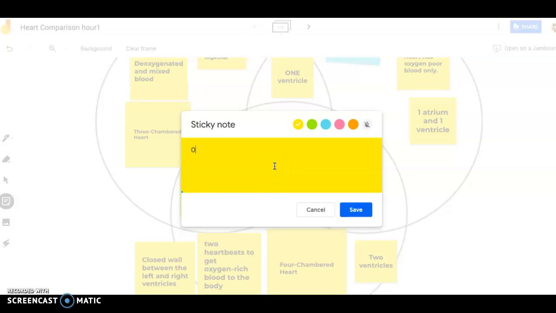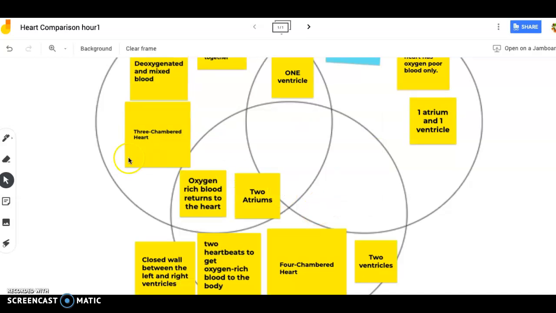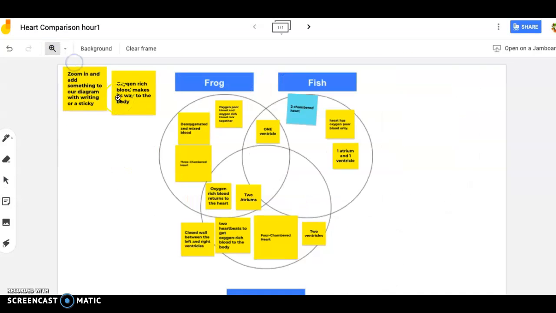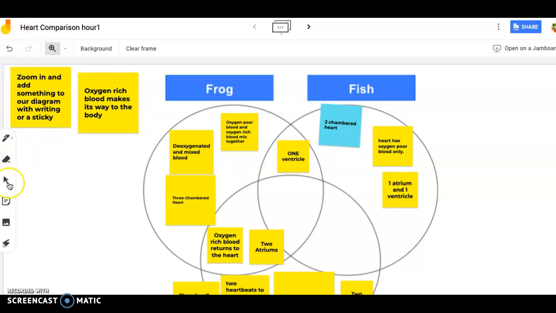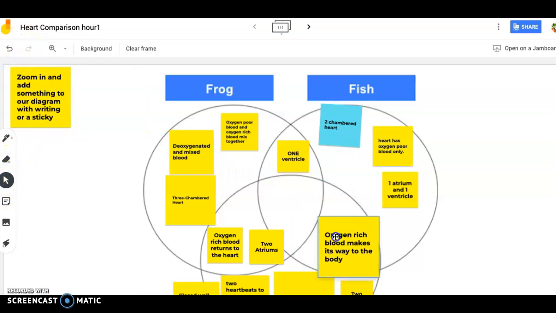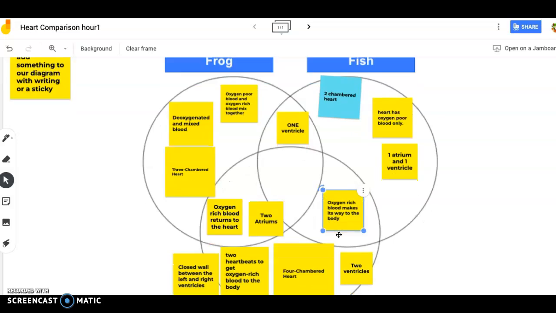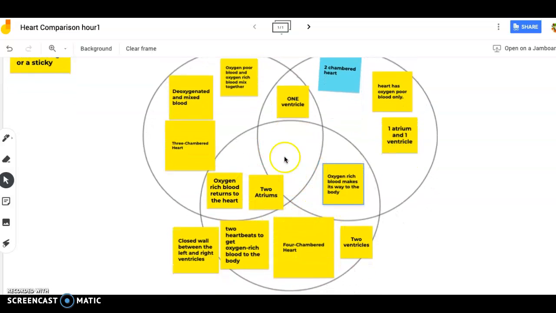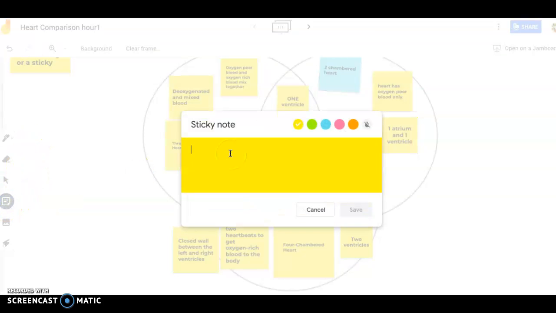So this one says, I'm going to say oxygen-rich blood makes its way to the body, right? Makes its way to the body. And I will find that here and pull that over to the fish and the human, because they definitely share that together. The red oxygen-rich blood makes its way out to the body. Okay, and then something that they all share. Well, these guys are all a little bit different from a lot of the rest of life. So these guys all have multi-chambered hearts.